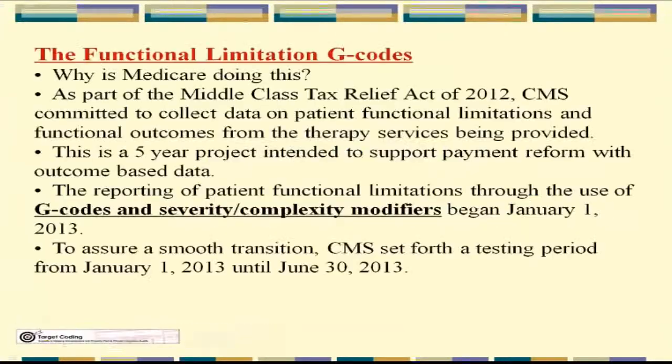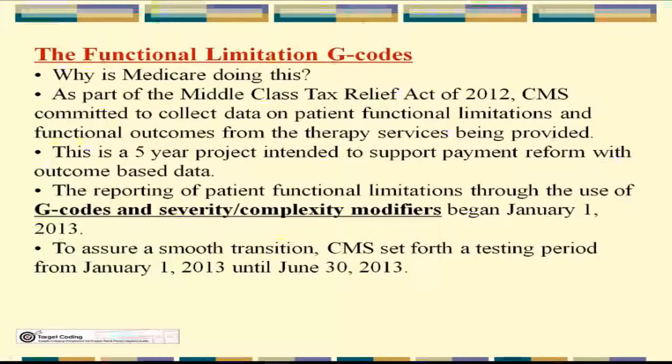So, the functional limitation G-codes. Why is Medicare doing this? This is a Medicare requirement. As part of the Middle Class Tax Relief Act of 2012, CMS committed to collect data on patient functional limitations. So this is a 5-year project. This is the reporting of functional limitations through the use of G-codes.